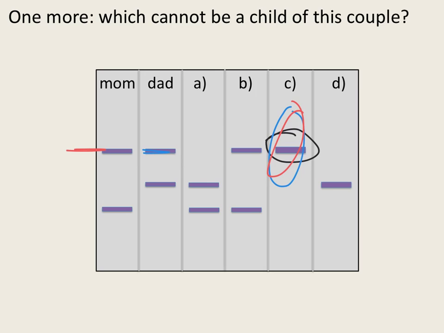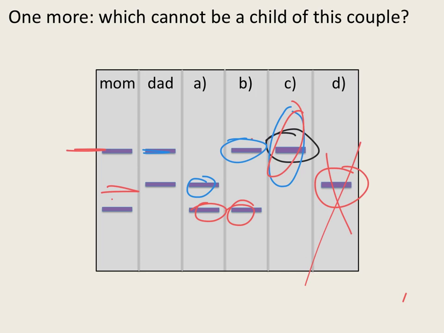A is, this is dad, and this is mom. And then this is dad, and this is mom. And then this is a double band too, but mom doesn't have one, so this cannot be it.